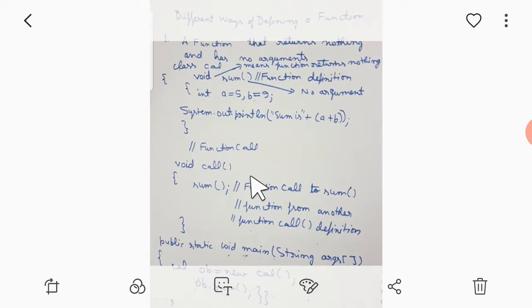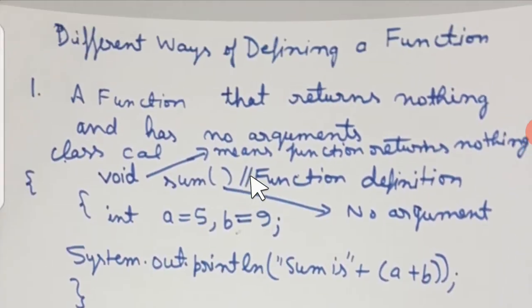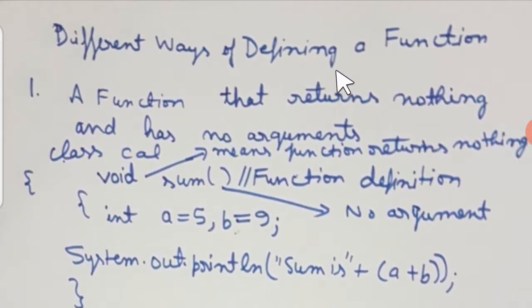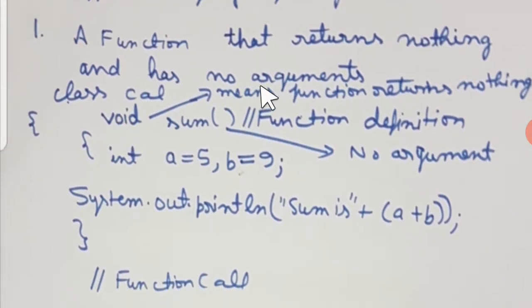Now students, the first way of defining a function: a function that returns nothing and has no arguments. This is the simplest form of function definition. When the function returns nothing, the return type is always void. The name of the function I have taken is sum, and the parenthesis is empty, where we can pass some arguments, but here no arguments or parameters are required, so it's empty. A function is always kept inside a class definition.